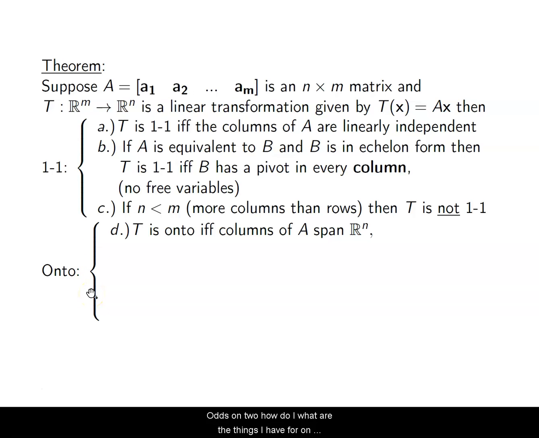Onto. What are the things that I have for onto? Really what's going to happen here is I had 3 things, and they're going to be mirrored now for this onto portion as it was in the one-to-one. So T is onto if and only if the columns of A span Rn, the range. Do my columns span the entire range? Do they span the range that I'm going to?